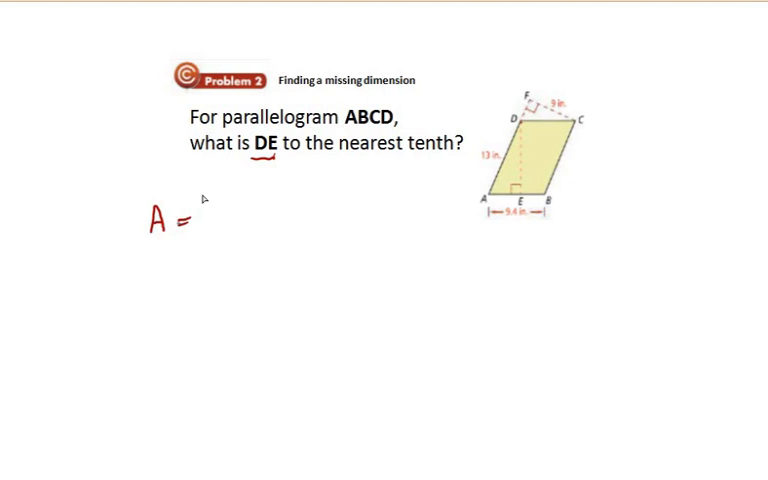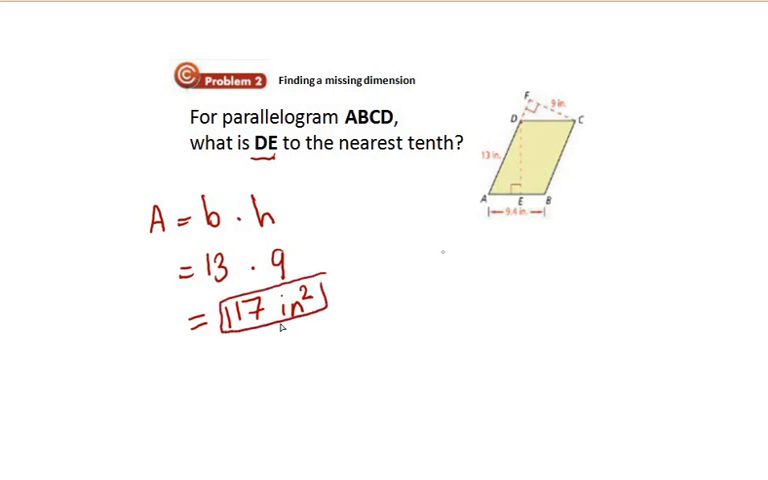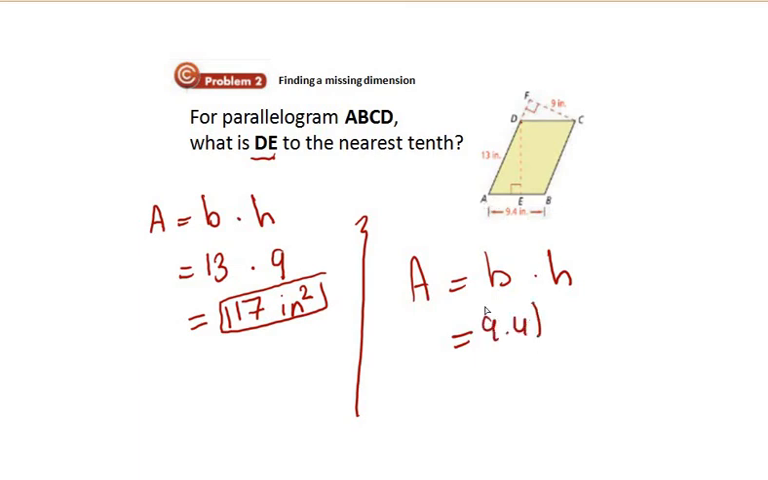The area is equal to, again, the base times the height. The base is 13 and the height is 9. This is equal to 117 square inches. Now we have the area. We can use 117 to find this height. Again, the area is equal to the base times the height. But now I will take AB as the base, which is 9.4 inches, times the height, which is DE, and this is missing.